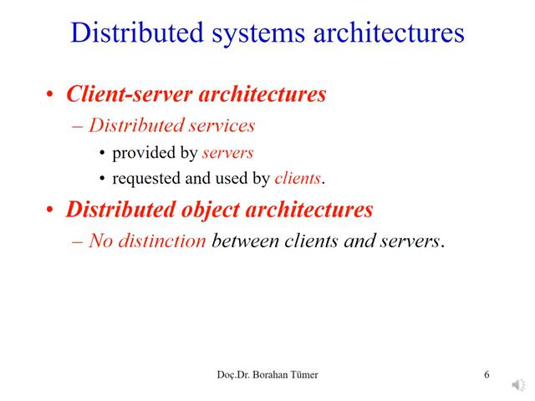We can name two groups of architectures for distributed systems. The first one is client-server architectures, where distributed services are provided by servers and requested and used by clients. And the second group is distributed object architectures. The difference of distributed object architectures from the client-server architectures is that there is no distinction between clients and servers. They can both provide and request and use services.